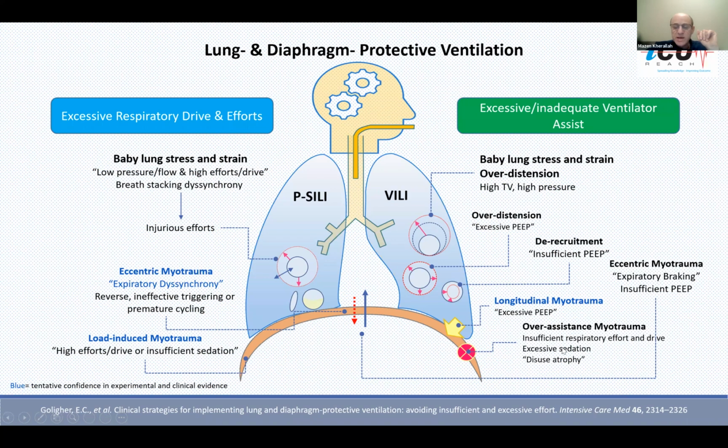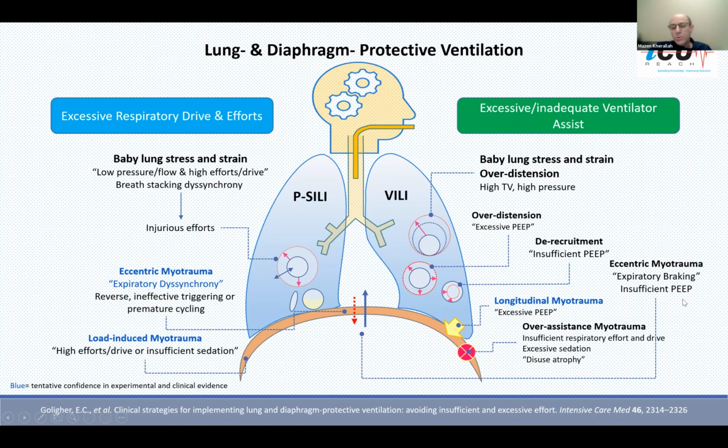The one in blue is actually that we still, the work is still in progress. We're not very confident that this is a major contributor. That's why I put it in blue. On the right side and the left side, you can see that here. The ones in black are confirmed. And then we have eccentric myotrauma because of insufficient PEEP.